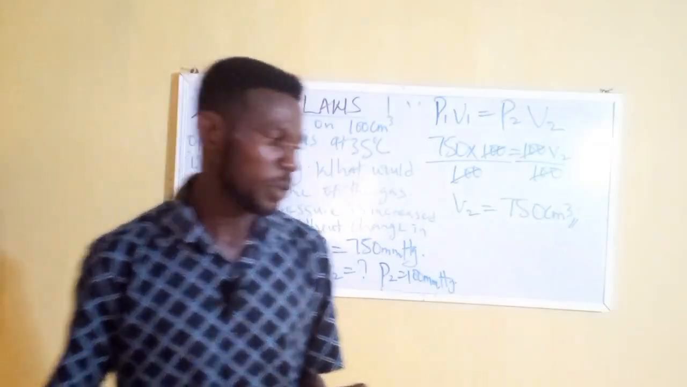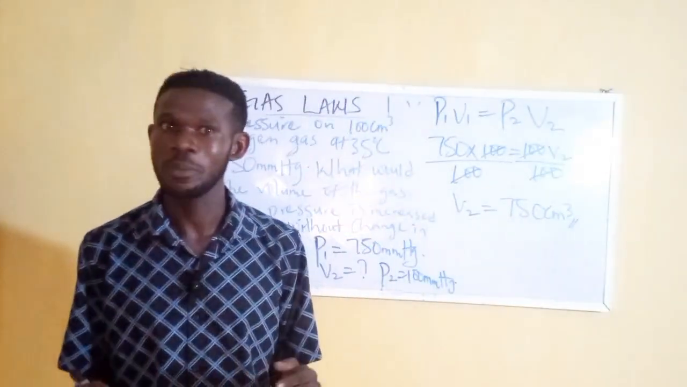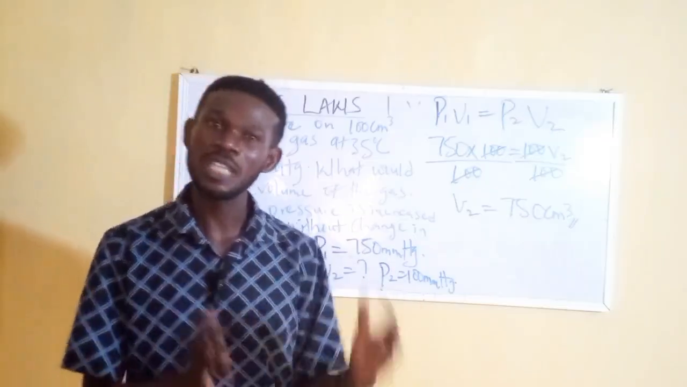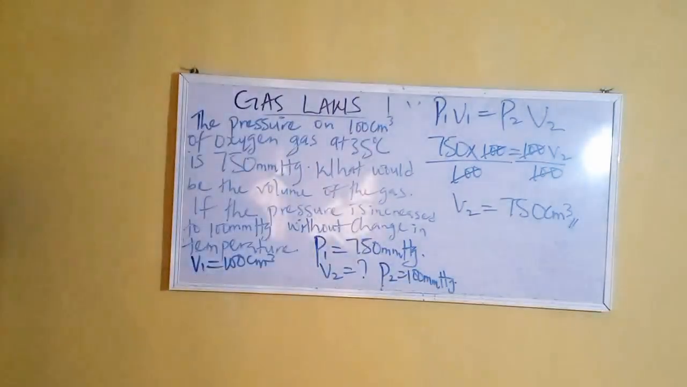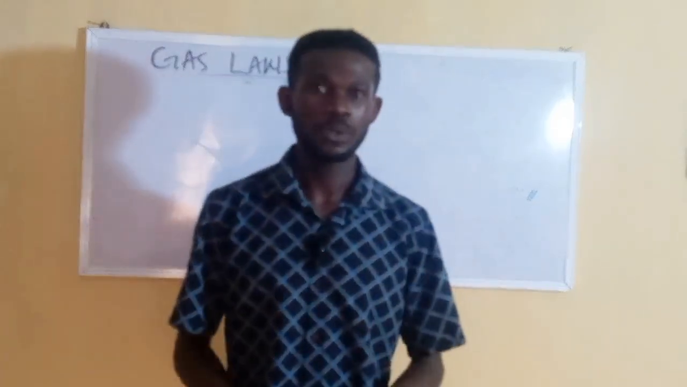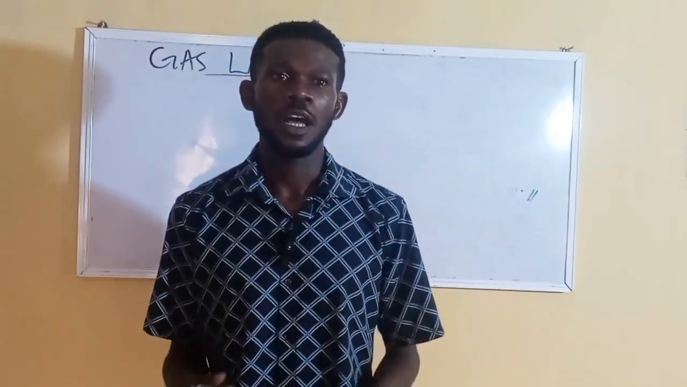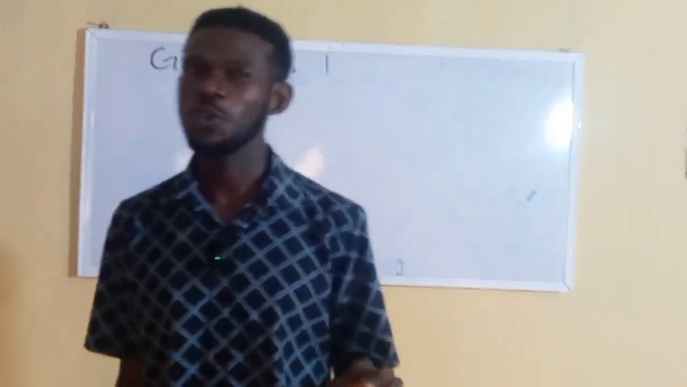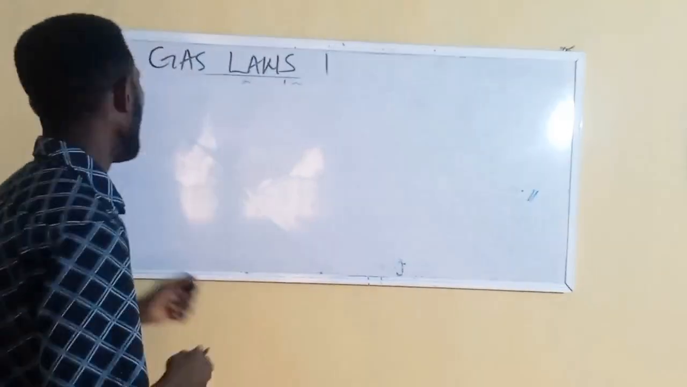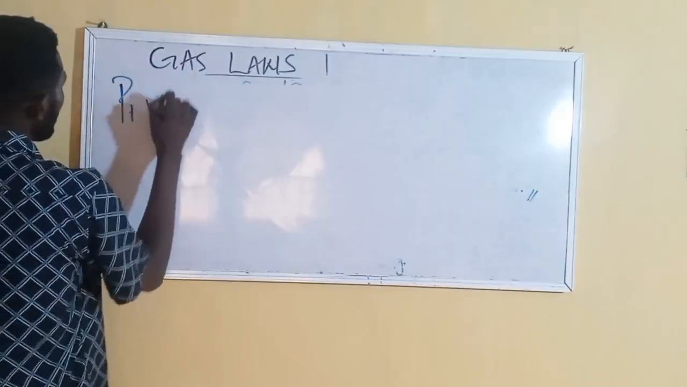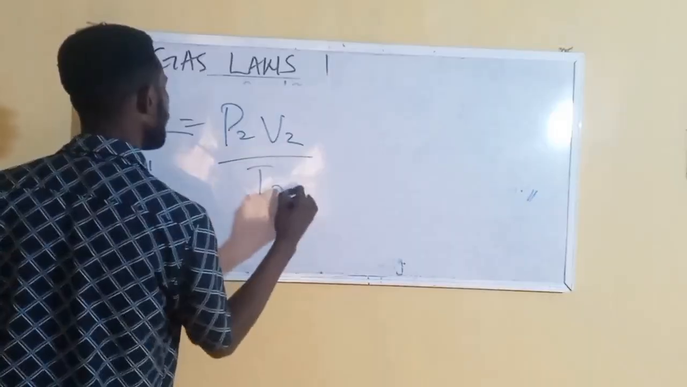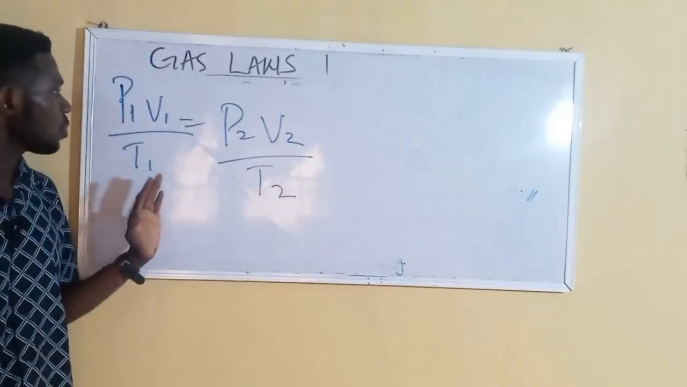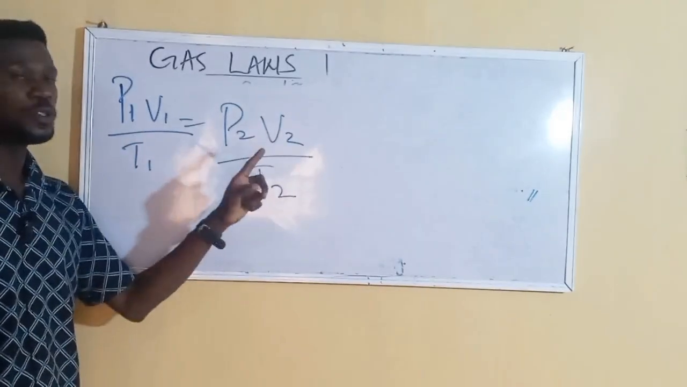When it comes to combined gas law, we are going to be talking about the combination of both Charles law and Boyle's law together. So let's talk about the combined gas laws. How is it represented? It's represented as P1 V1 over T1 equals P2 V2 over T2.